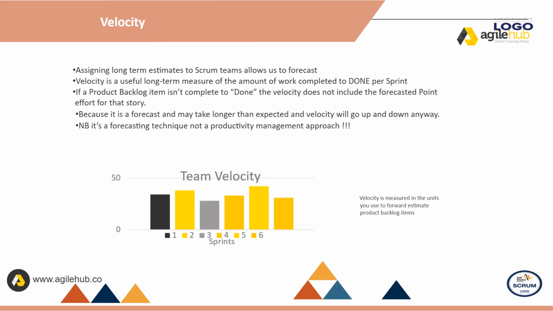Velocity. Assigning long-term estimates to Scrum teams allows us to forecast. Velocity is a useful long-term measure of the amount of work completed to done per sprint. If a product backlog item isn't complete to done, the velocity does not include the forecasted point effort for that story. Because it is a forecast and may take longer than expected, and velocity will go up and down anyway. It is a forecasting technique, not a productivity management approach.